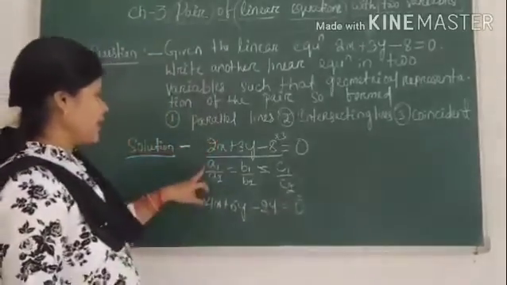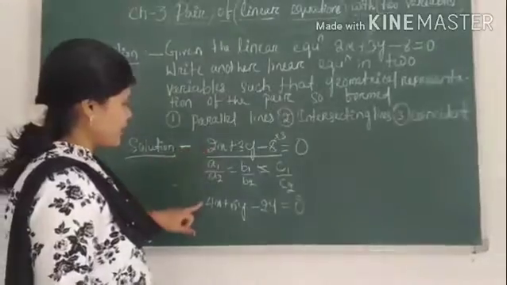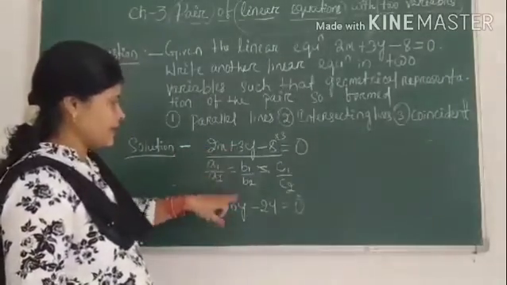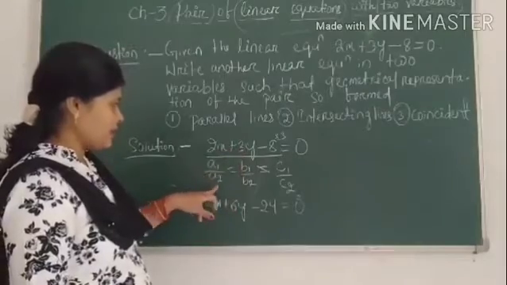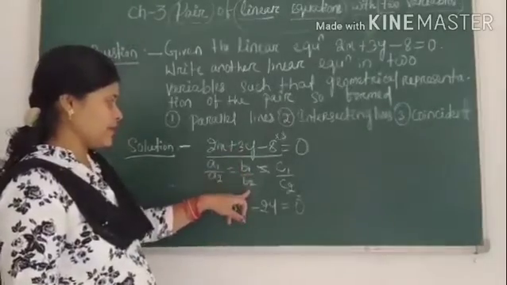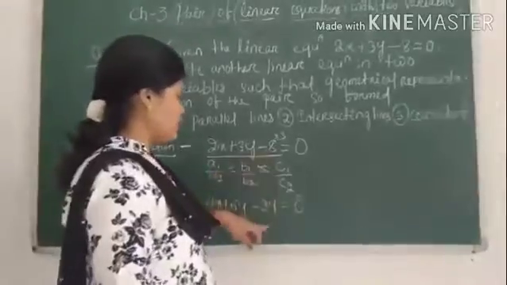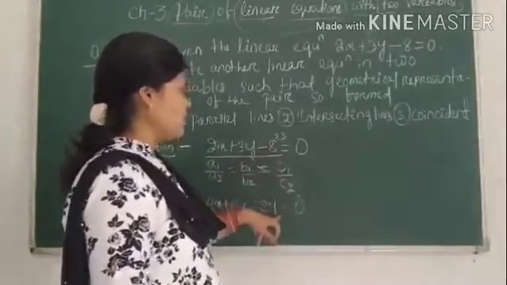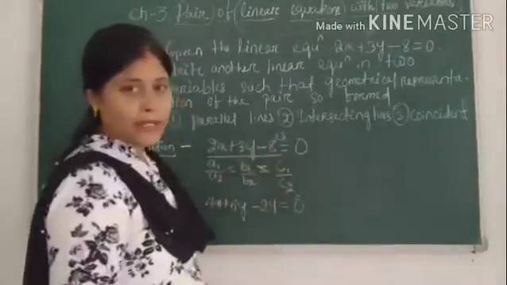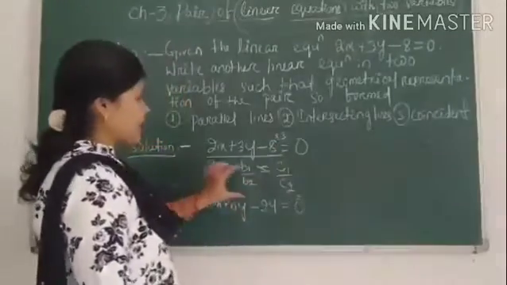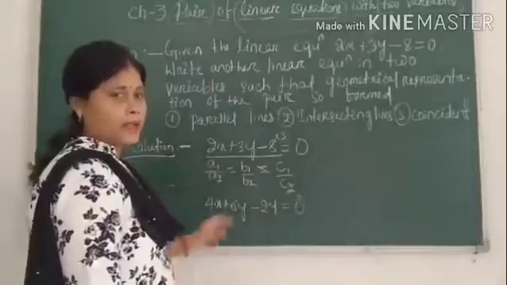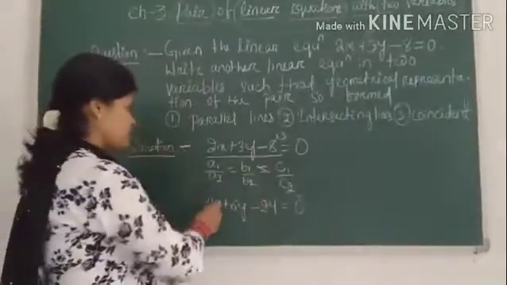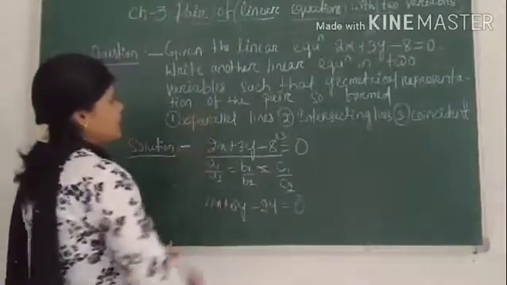Then find A1 by A2. So 2 by 4 is your half and 3 by 6 is your half. Means A1 by A2 is equal to B1 by B2 is not equal to C1 by C2. So 8 by 24, minus cut, here I am getting 1 by 3. So your condition should be satisfied. Your condition is satisfied here. Done. So first one done.